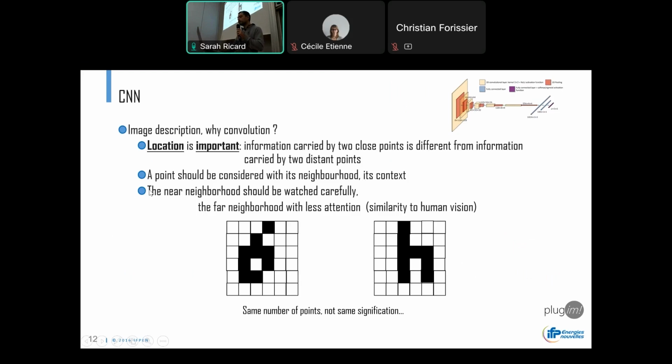And also, the near neighborhood should be watched carefully, and the far neighborhoods with less attention. It's similar with human vision. Then I ask you to watch these two images. Okay, you are able to see the 6, the H. But if I ask you now to tell me what is the color of my jacket in this seat, I think you are not able to answer.